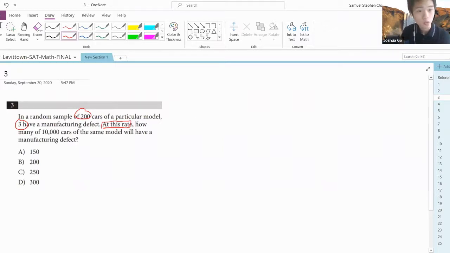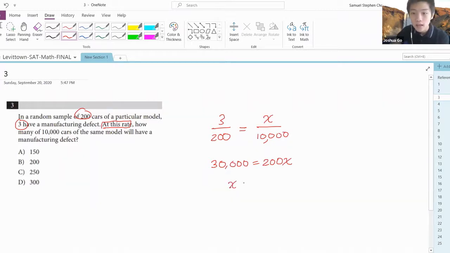Again, in this question, we can set up a proportion. We can have 3 defects out of 200 cars equals X over 10,000 cars. The question is asking how many defects there will be in 10,000 cars. We can cross multiply these terms and have 3,000 equals 200x, and dividing 200 from both sides, we arrive at 150.